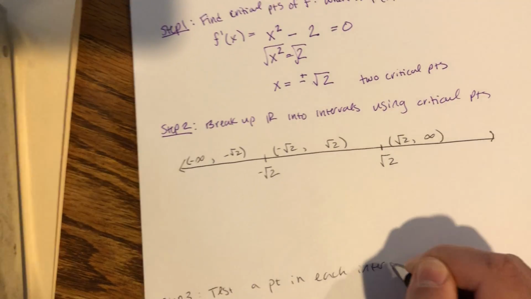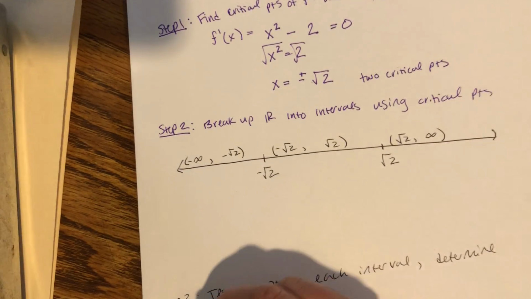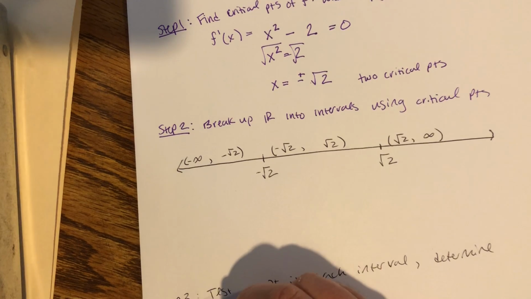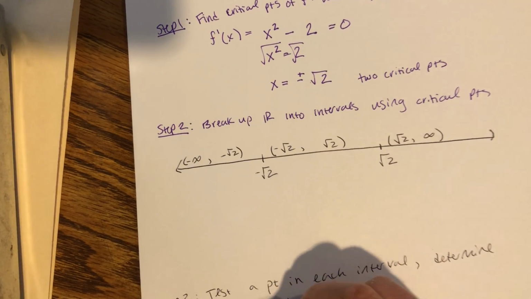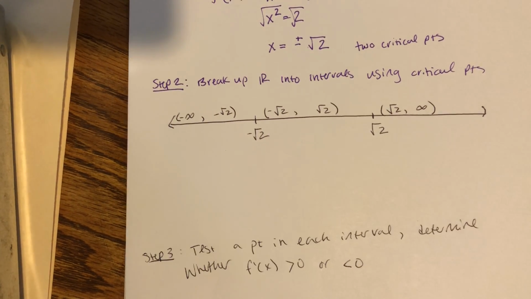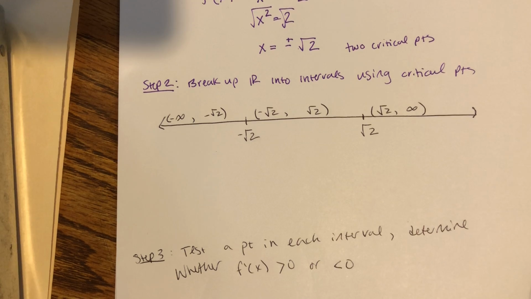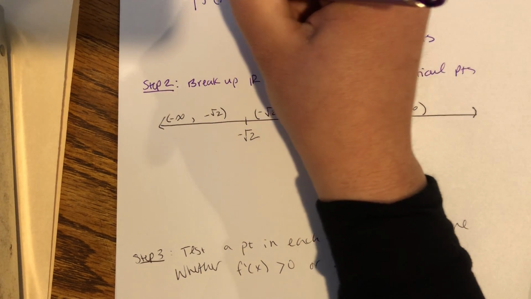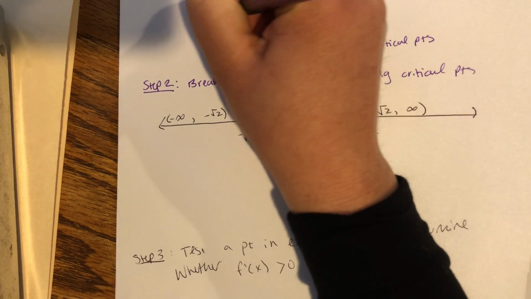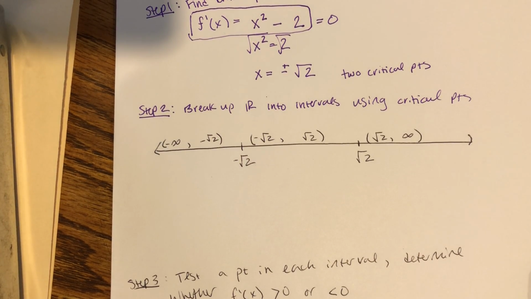and determine whether the derivative function f prime, whether f prime of x is positive or negative on that interval. So plug in a point from each interval into the derivative function. Let's go back. Our derivative function is this function right here. We're going to test points in each interval to see if that derivative is positive or negative.